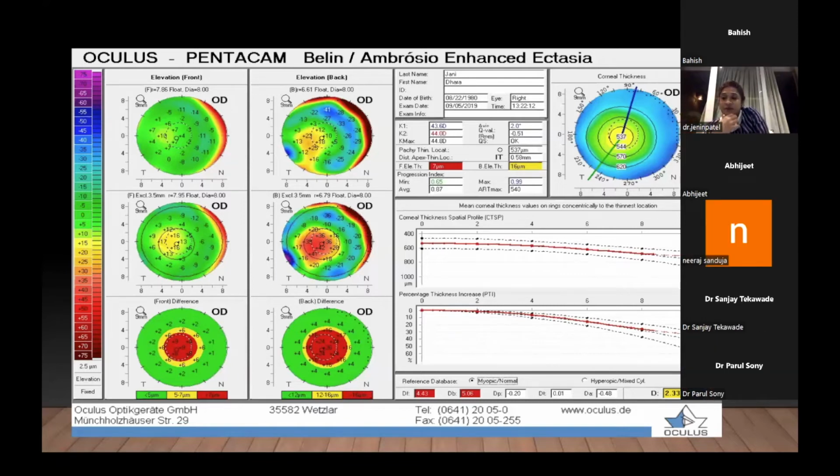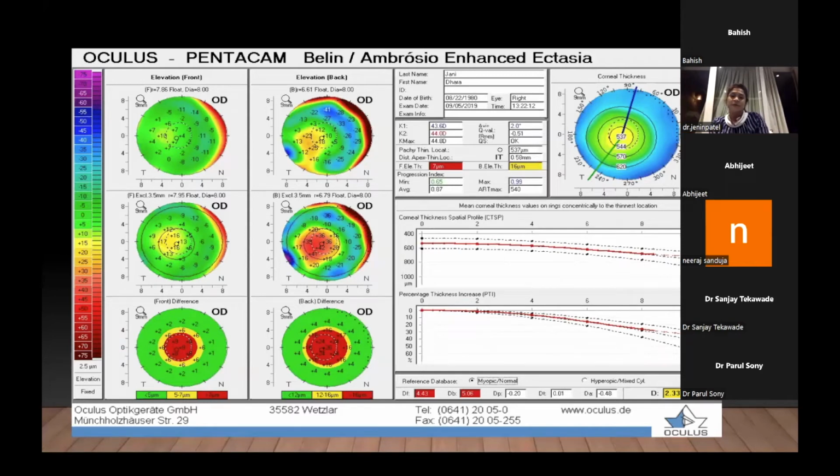Dr. Jenin, I just want to know what this signifies, CTSP and PTI? PTI and the above graph, what is their significance? We'll just come to that in a little bit. I have it in my next slide, I'll come to that as well. All right, I think this is clear now.